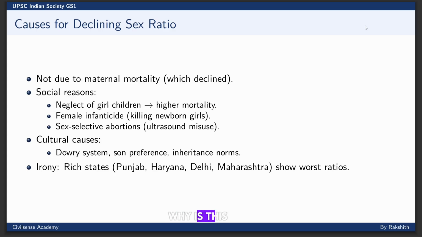Why is this happening? Not because women are dying during childbirth, or maternal mortality has actually declined. The real causes lie in son preference, dowry system, inheritance practices, and misuse of technology like ultrasound. Ironically, richer states show worse sex ratios because they can afford sex selection technology. So development without value change can worsen social problems.